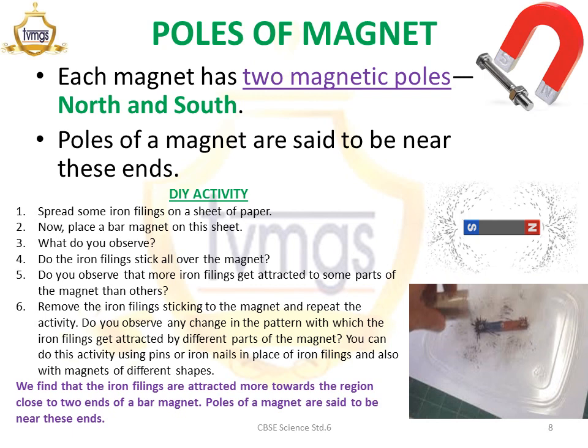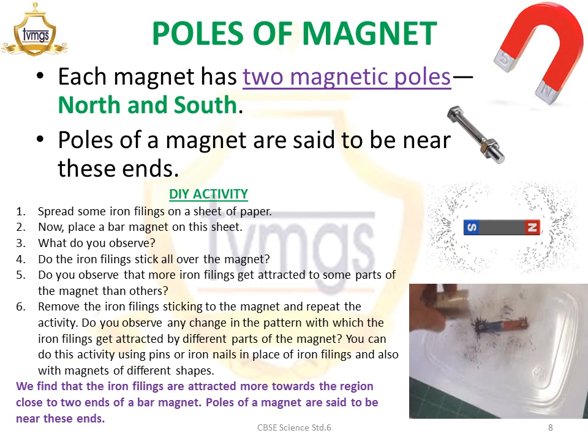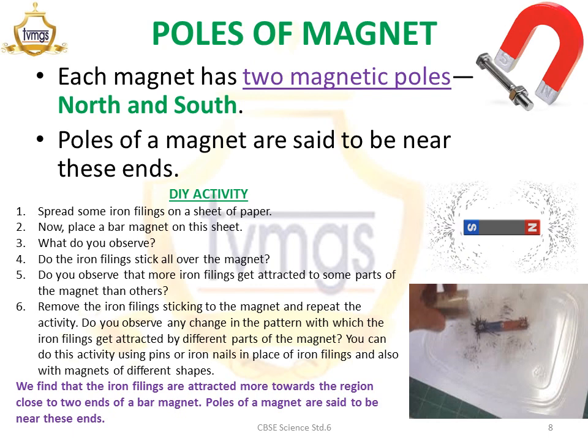Do the iron filings stick all over the magnet, or do they get attracted to only some regions more than the other regions? Do it once more. Remove the iron filings that are stuck to the magnet and repeat the activity. Do you observe any change in the pattern of how the iron filings are getting attracted to any different part of the magnet or to the same part of the magnet?